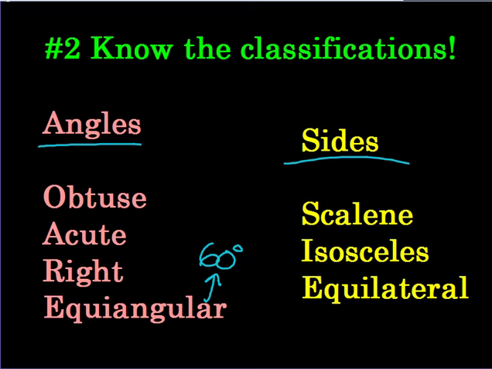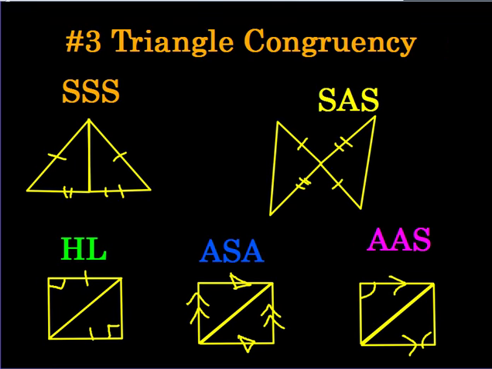Please remember that these 2 words here always go hand in hand. If a triangle is equilateral, you have to assume that it is also equiangular. Number 3, all of our triangle congruencies.